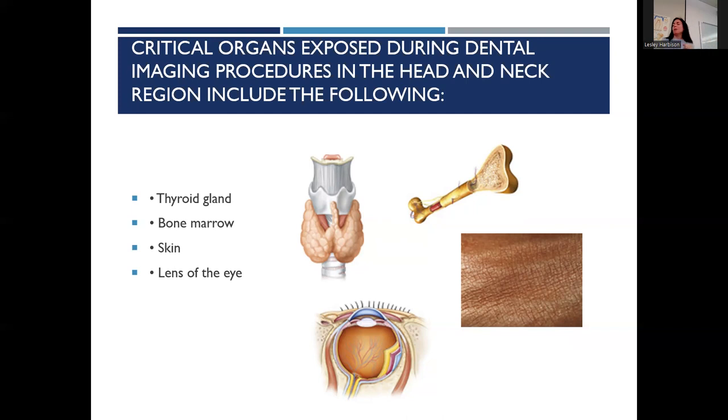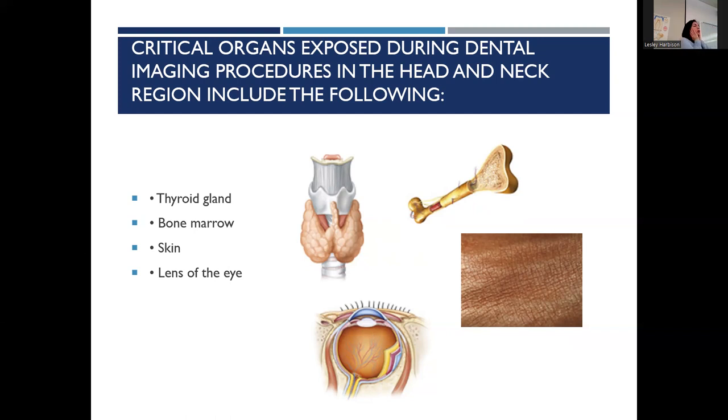Let me get back to that. We were talking about bone marrow in the face, and I don't know if it's there or not. I should know that, but I'm going to investigate that. But bone marrow, it says right there, skin, obviously lots of skin, and then the lens of the eye. And of course, the one that we think of the most often is the thyroid gland.